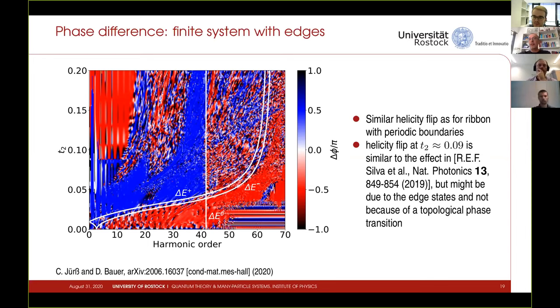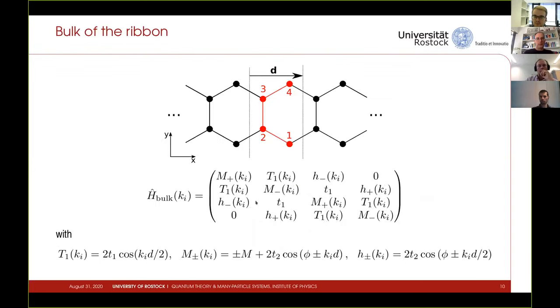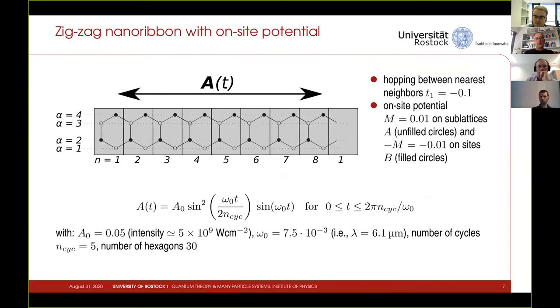Okay, and the last question is by Rui Silva, please. Just a small question. Did you try to see if these effects also happen in the extended system? Because just like Alvaro was saying, we argue that the change in the Berry curvature at k is reflected in the change of the helicity, but it's not the only reason the helicity can change. So did you try an extended system instead of a nanoribbon?